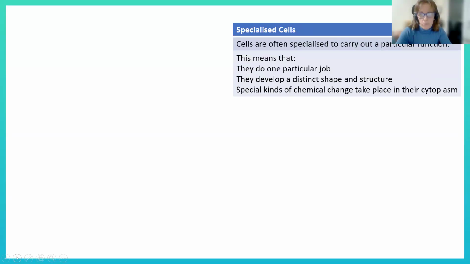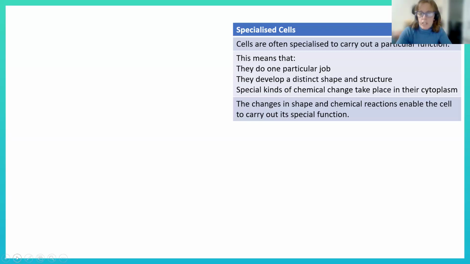So cells are often specialized to carry out a particular function. That means that they have one particular job to do. And because of this, they can have a very distinct shape and structure. They might have special kinds of chemical change that take place in their cytoplasm as well. And these changes in shape and potential chemical reactions that are different in each individual cell enable them to carry out their specialist function.